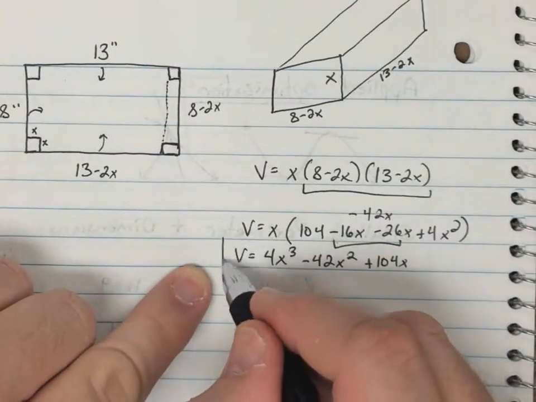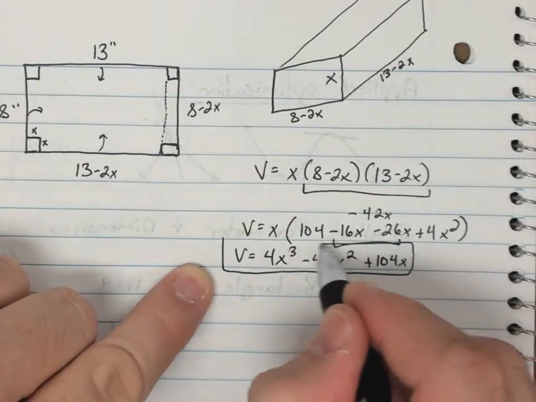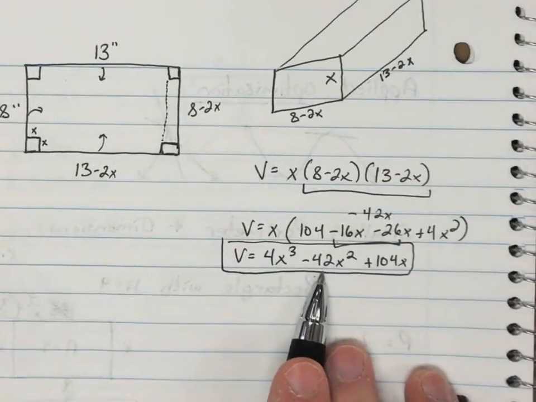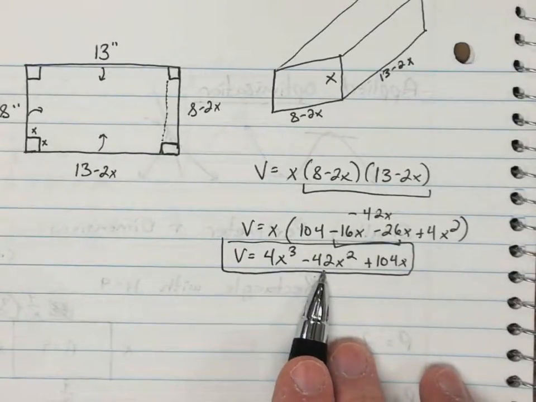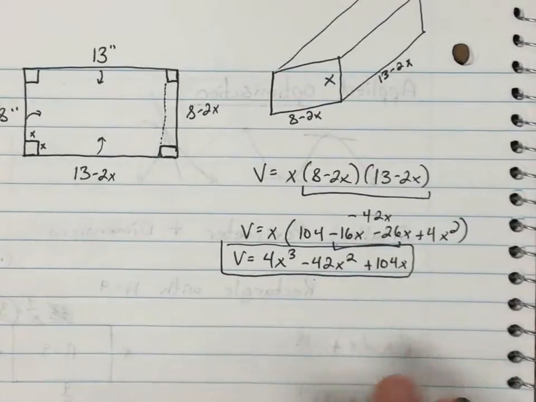So here's my formula for volume. That's what I'm trying to maximize. I'm trying to figure out what is the largest value of x that I could possibly have. Something I also forgot how to do.